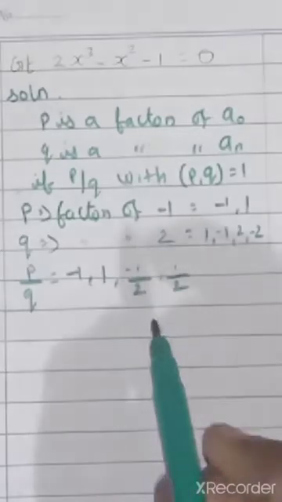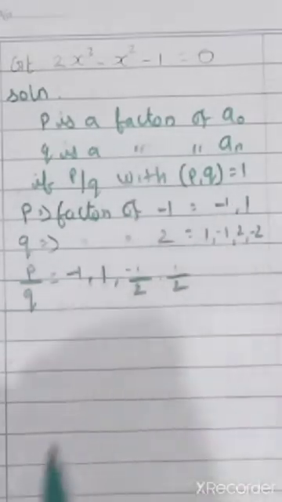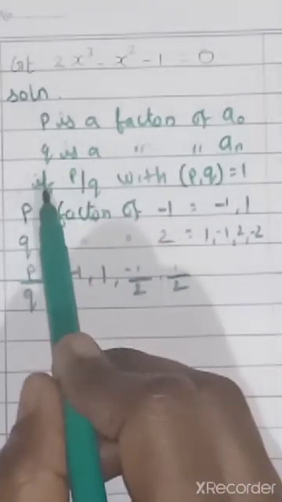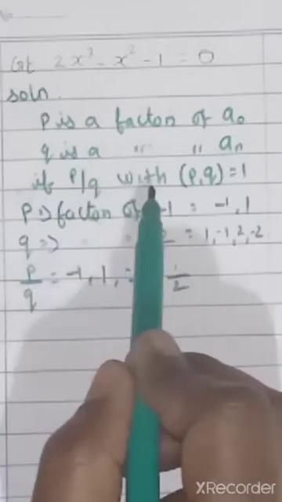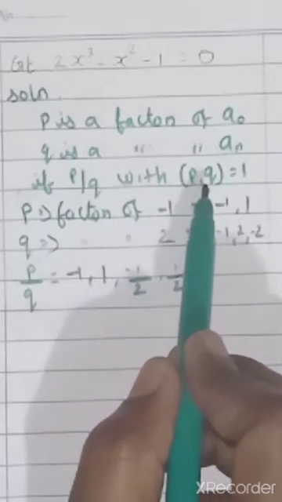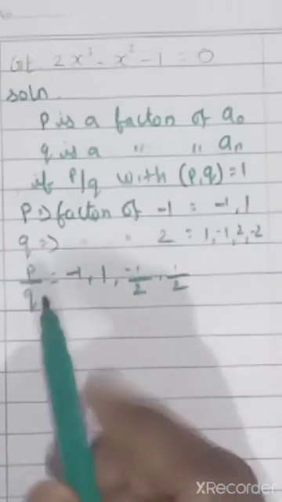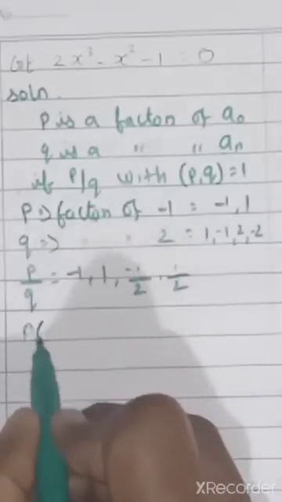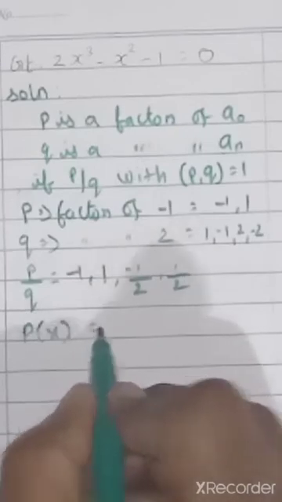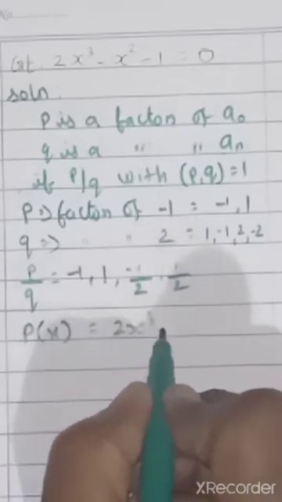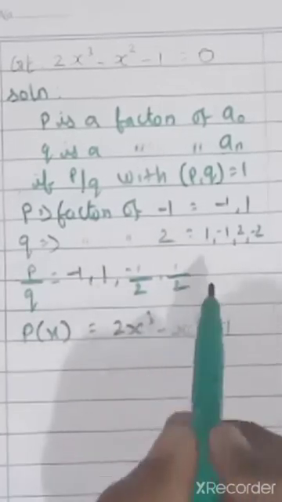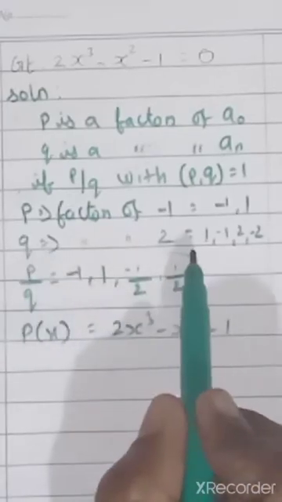Correct? Now what we have to do? What is the theorem? If P by Q with PQ equal to 1. So we have found the divisors of P and Q. Now the question: P of x equal to 2x cube minus x square minus 1. So the root will definitely be among these, they say.